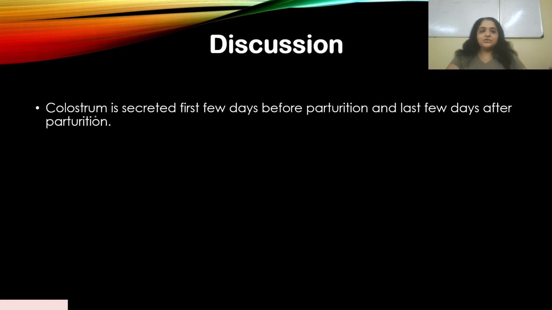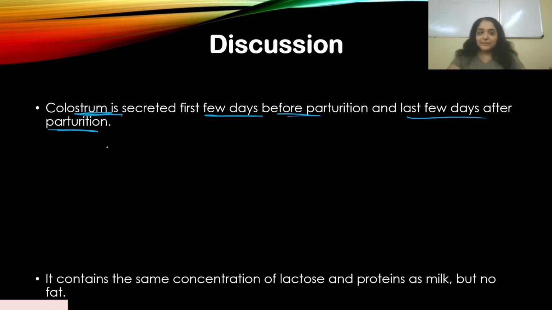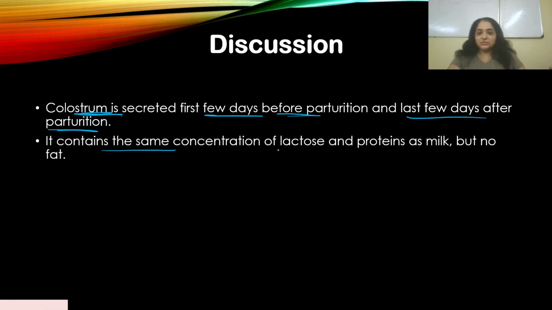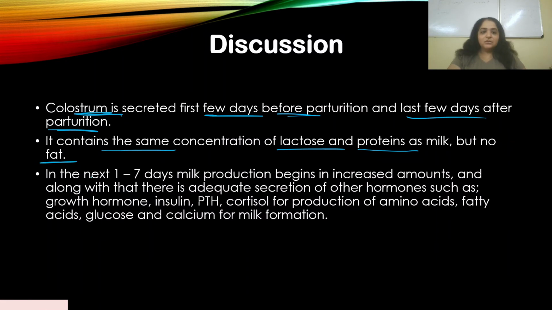So now colostrum is the kind of milk that is secreted in the last few days before parturition and the first few days after parturition. Colostrum is very important for the baby. It contains the same concentration of lactose and proteins as milk but no fat. In the next 1 to 7 days milk production begins in increased amounts, and along with that there is adequate secretion of other hormones such as growth hormone, insulin, PTH, cortisol for production.